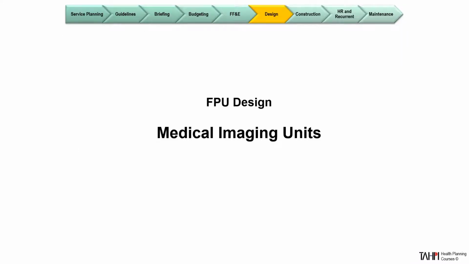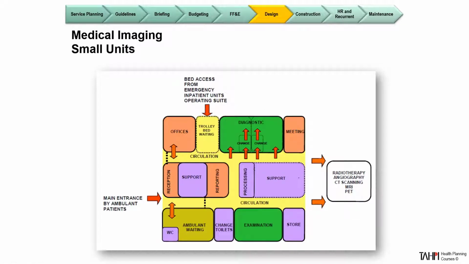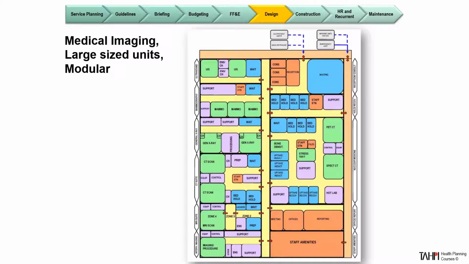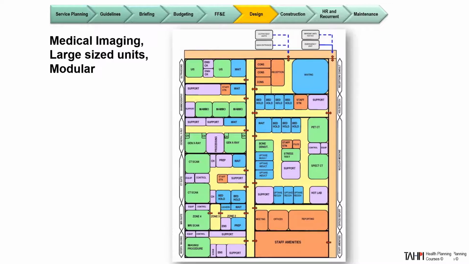Session 7, Part 5 covers medical imaging units or radiology. Similar to emergency, medical imaging is very sensitive to size. So we cover small size units as well as large size units. This is a conventional large size unit. We also cover large size modular units.